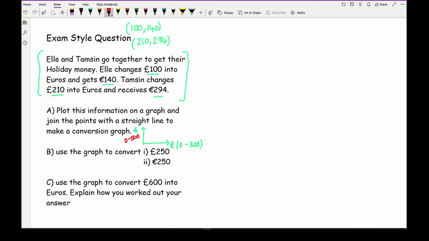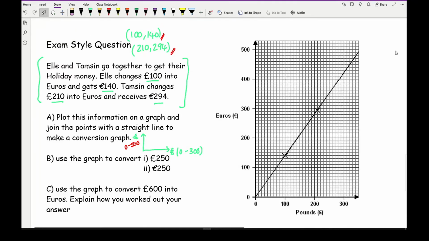And then I'm going to plot these 2 coordinates and join them up with a straight line as instructed in part A. So here is my graph, and I've made sure that I've labelled the axes, euros and pounds, going along the horizontal and vertical axes respectively, and I've made use of my graph, making it as big as possible. Now one thing you should notice is that each little small box goes up in tens, and that's going to be really important so that I'm able to read our values accurately, because any values I'm going to go for are going to be multiples of 10.